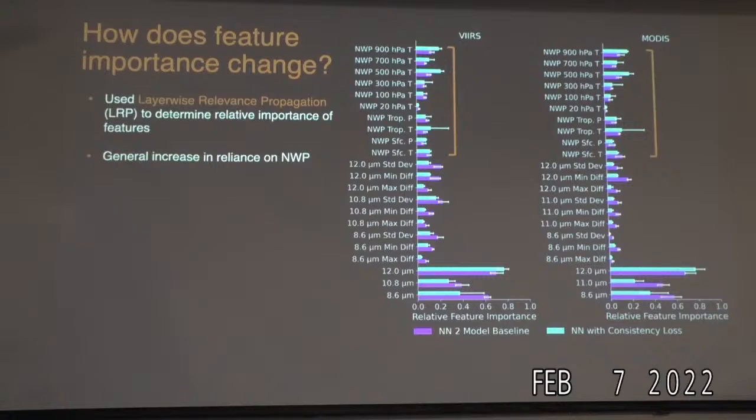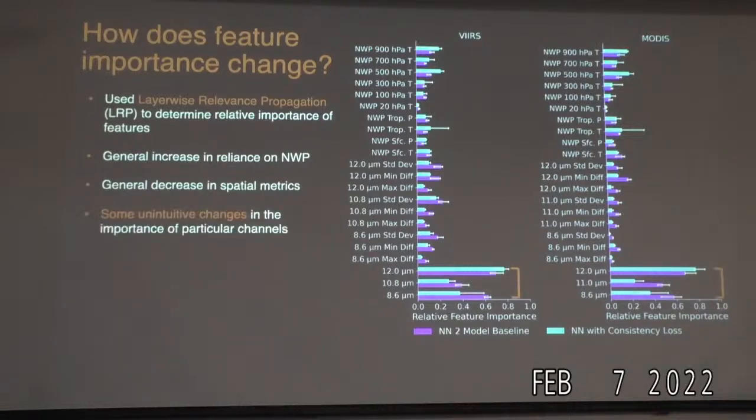That makes sense. NWD data is the same regardless of the sensor. We see a general decrease in the usage of spatial metrics. Again, that makes sense because the spatial resolution between both these sensors is different. But we see some unintuitive changes in the importance of particular channels. Specifically, a decrease in 8.6, a decrease in 10.8, and an increase in 12.